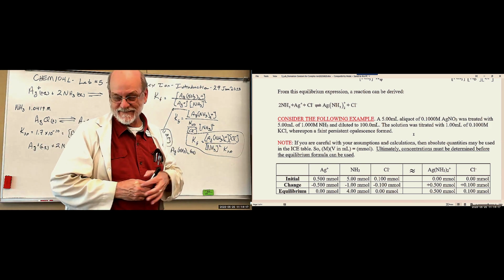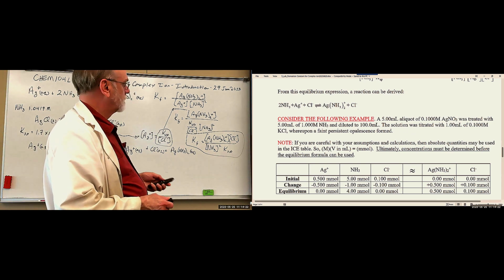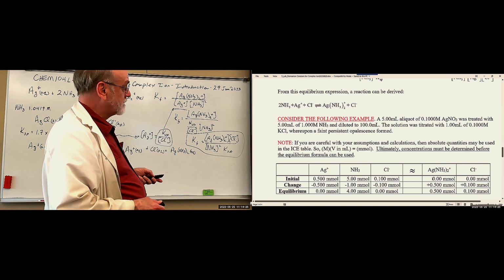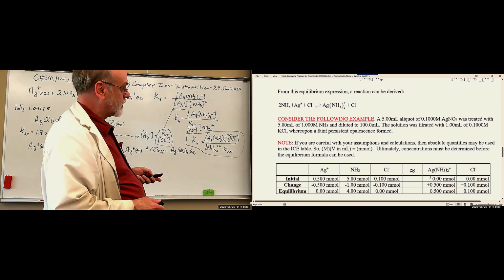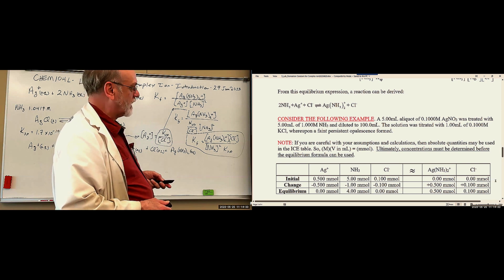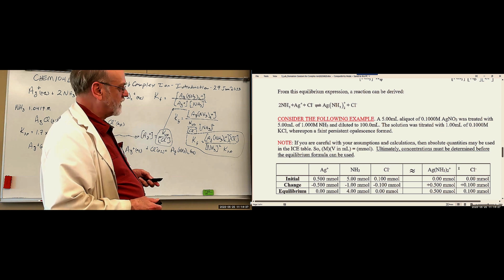Okay. Let's see, use my pointer here. On this side, we're saying that before the reaction occurs, you've got no complex ion and no chloride on this side. So notice we've got chloride here and we've got chloride on that side.